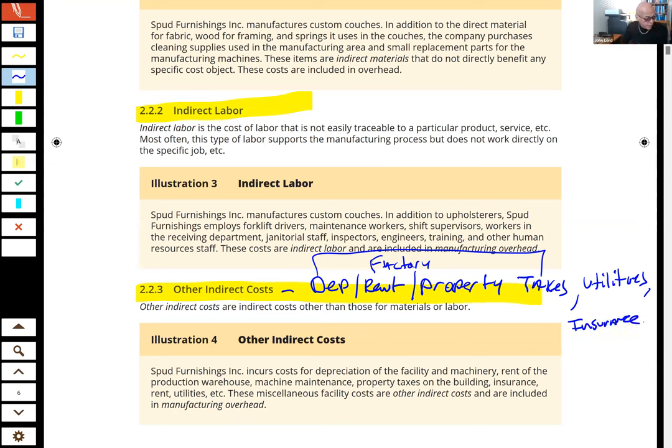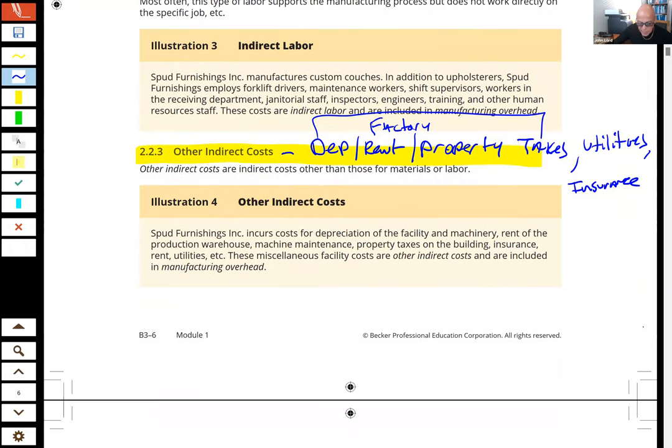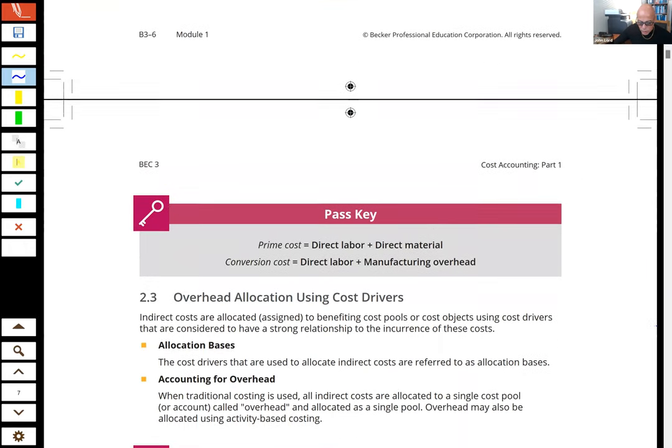These kinds of things are going to be, insurance on the factory building would be an example of an indirect cost, one of the others, I should say, in factory overhead. Okay. Now, let's go ahead and let's talk.